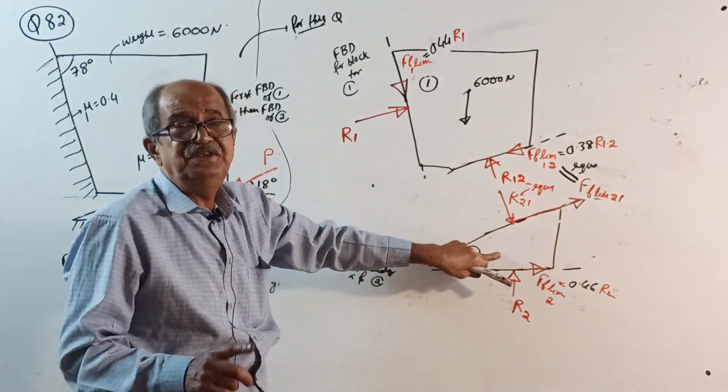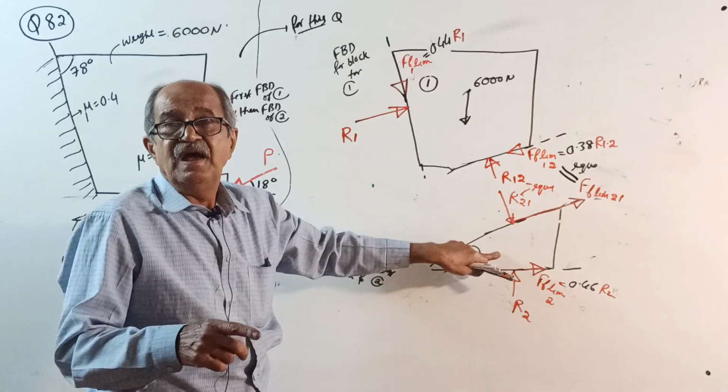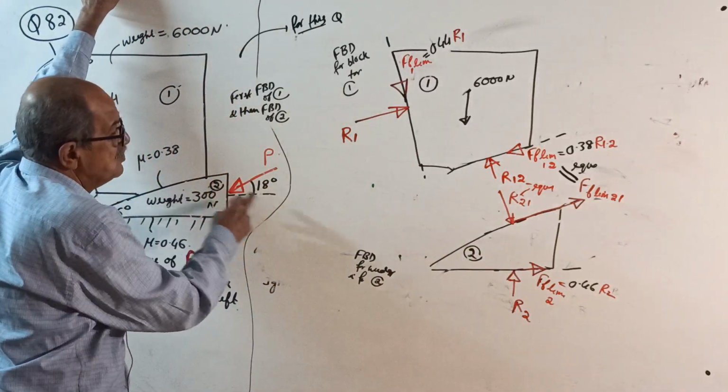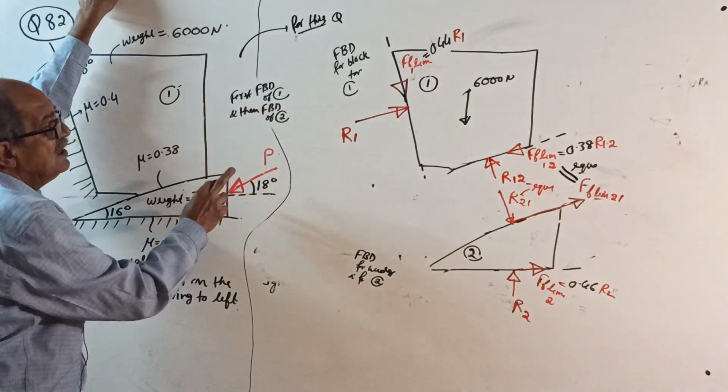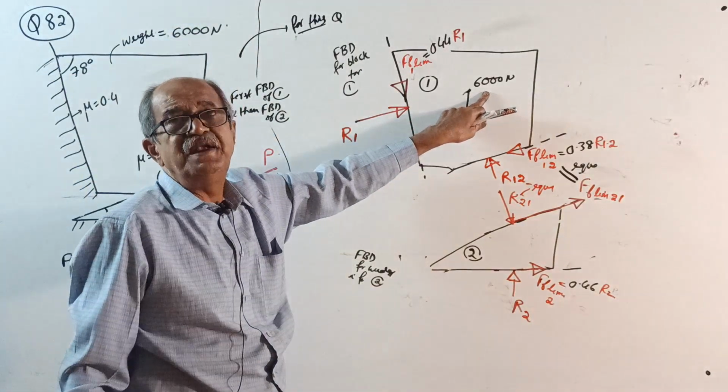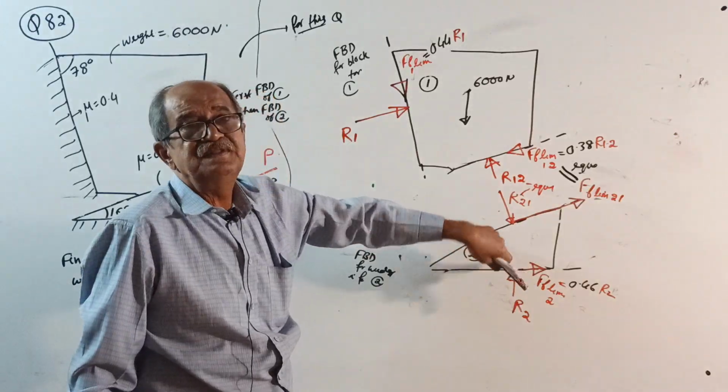Then you should do one thing. First start from the wedge, where the unknown is the outer one. Outer unknown is not, internal unknowns are okay. The main unknown is P. Then we will put W as the weight here. Then you consider this one first, then go to that one.